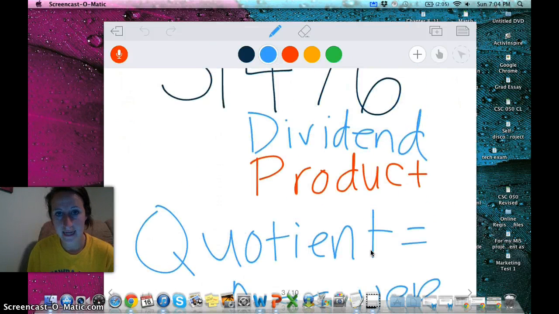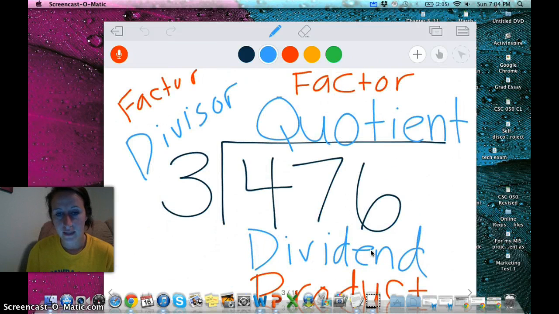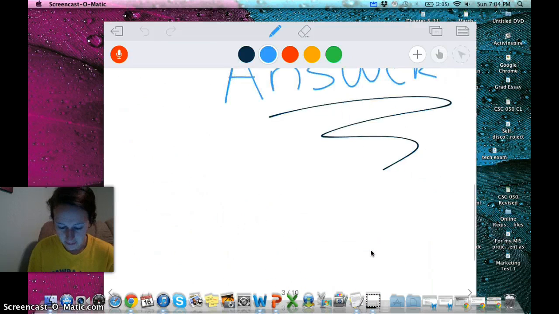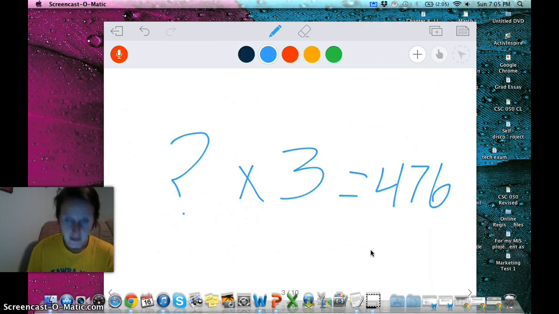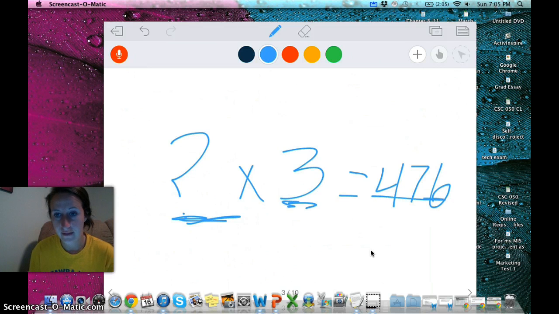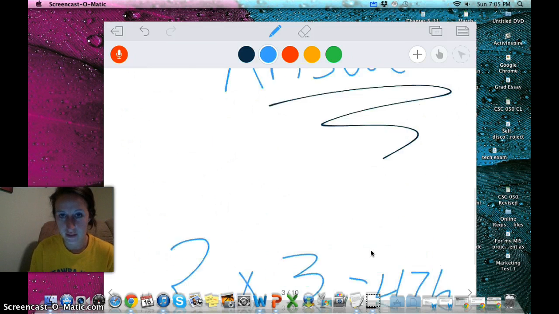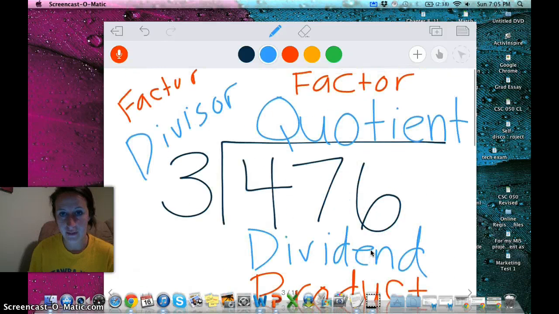So if we were to take this screen, 476, that is my product in a multiplication problem. So here, I don't know a factor, I know a factor, and then here is my product. So that's how you would rewrite a division problem.